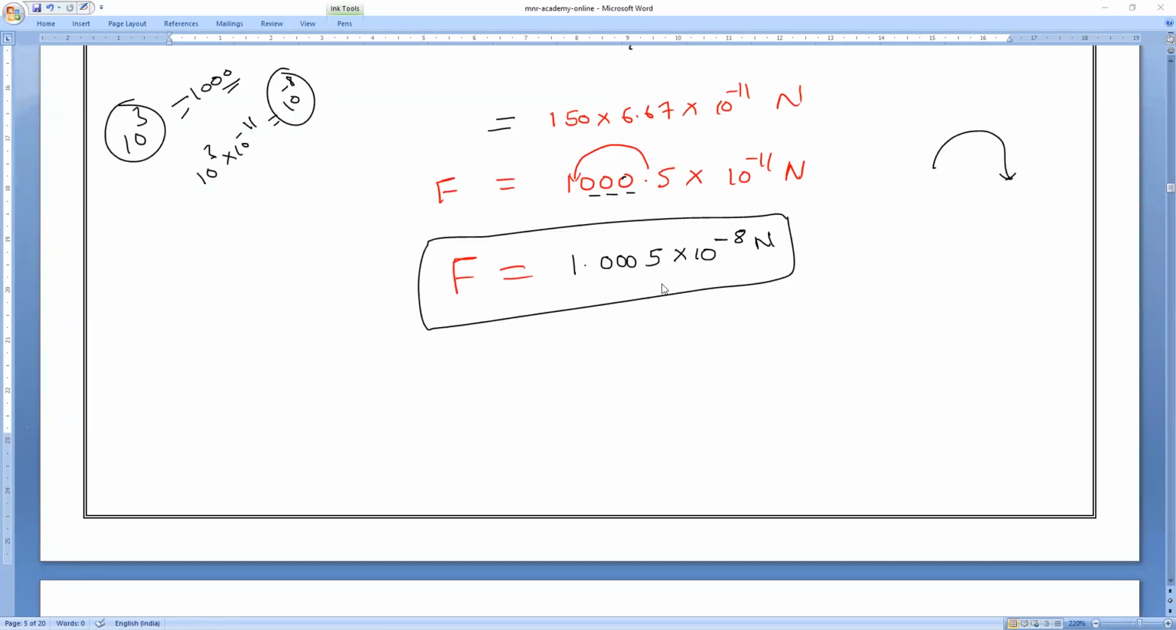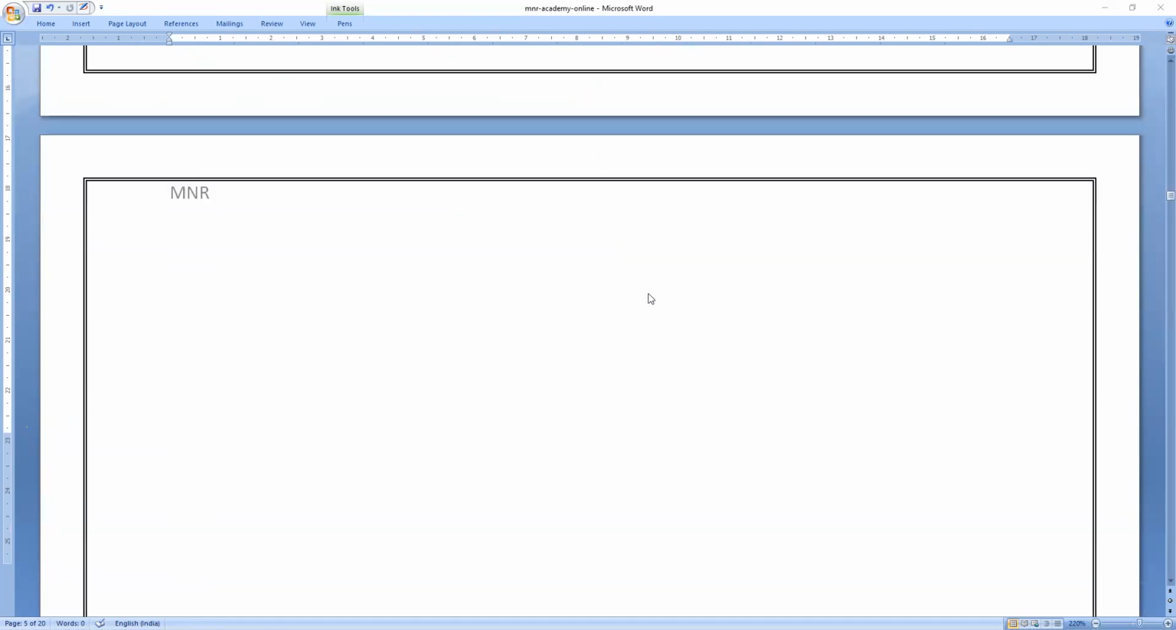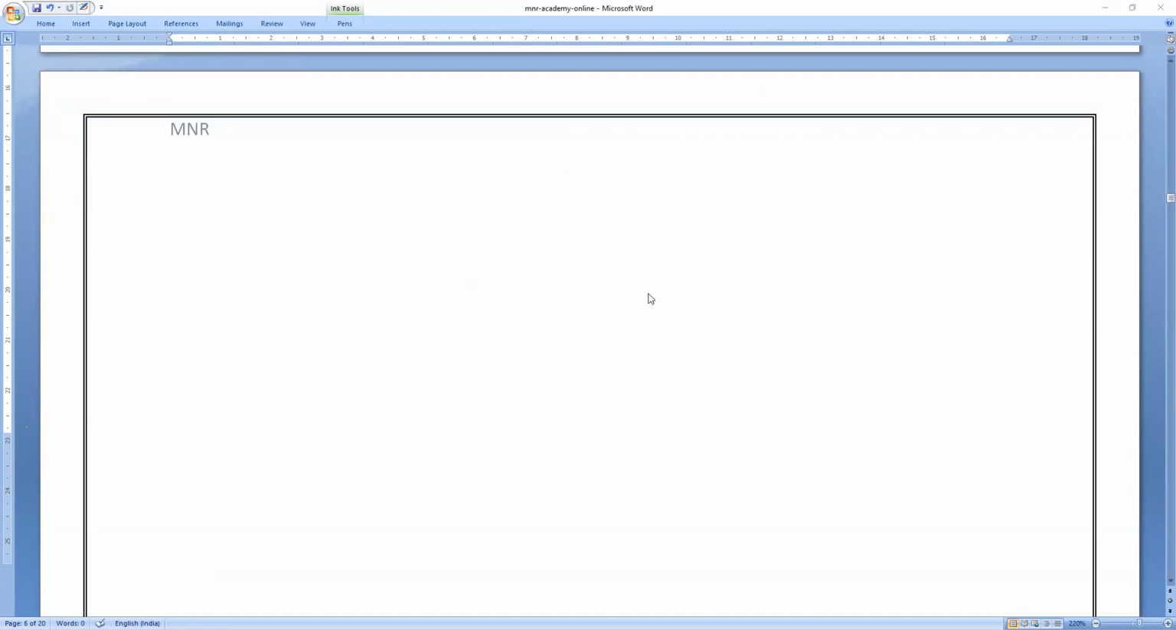Next, we are going to study the relation between capital G and small g. So that is our today's class. That is the most important concept. So capital G and small g, what is the relation between them? That is our target now.